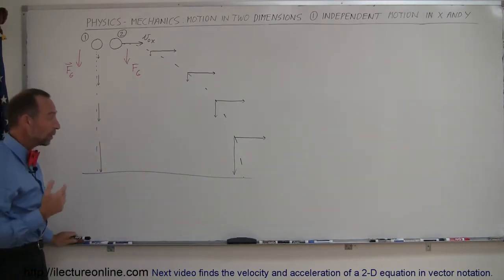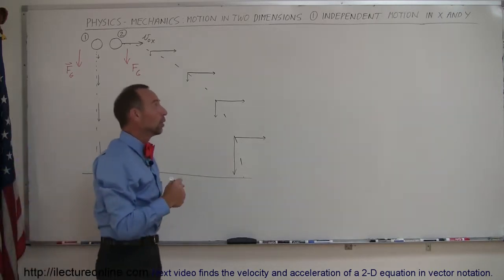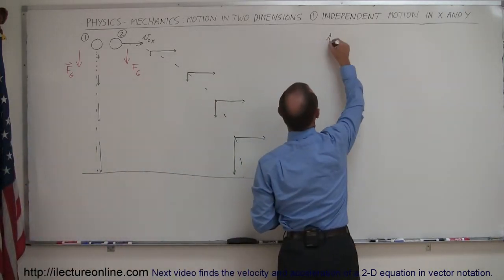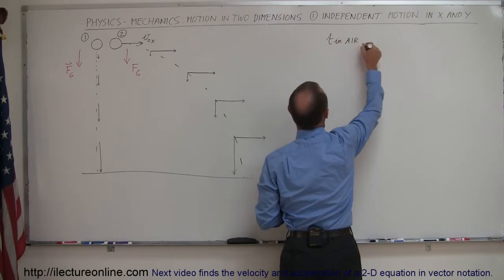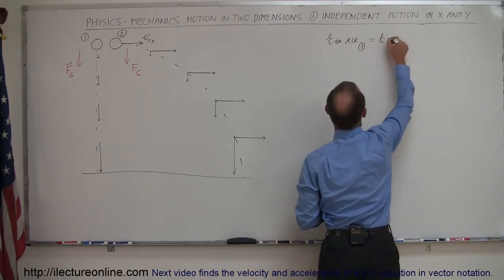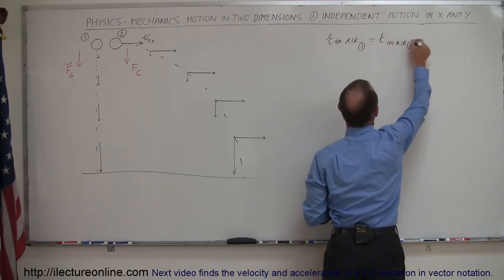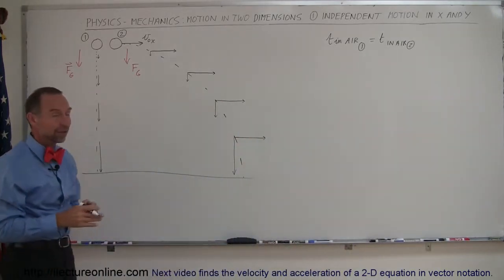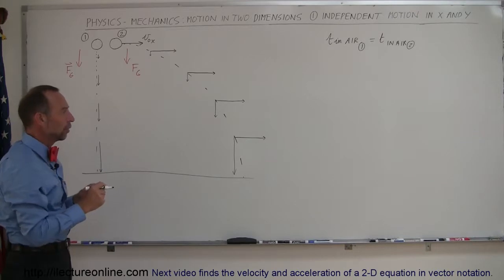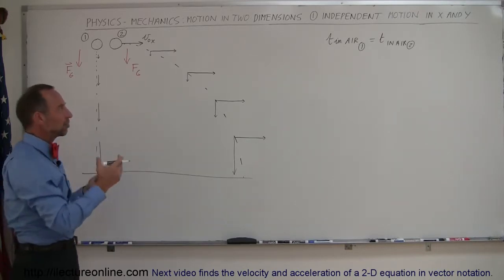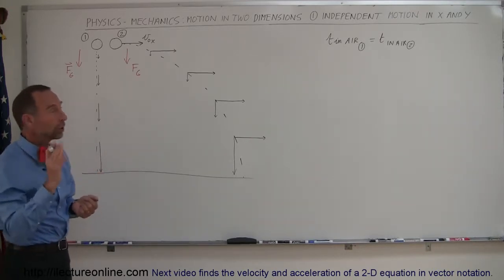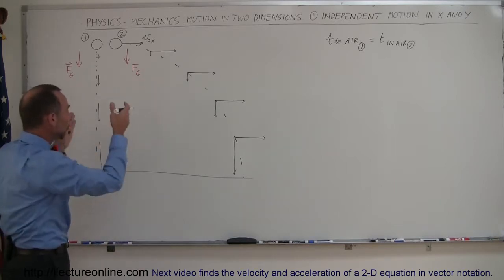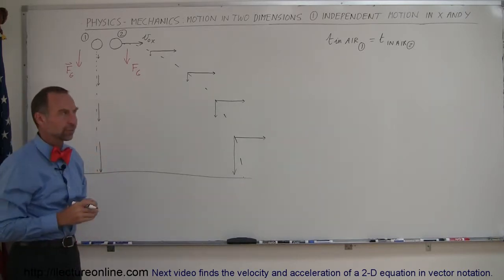So what can we learn from this? First of all, the time in the air for ball number 1 is equal to the time in the air for ball number 2. That is really important. Later on, when we start doing problems and examples, that concept is extremely important. The time in the air for any projectile, no matter what happens to it, only depends upon the vertical velocity and the vertical forces.